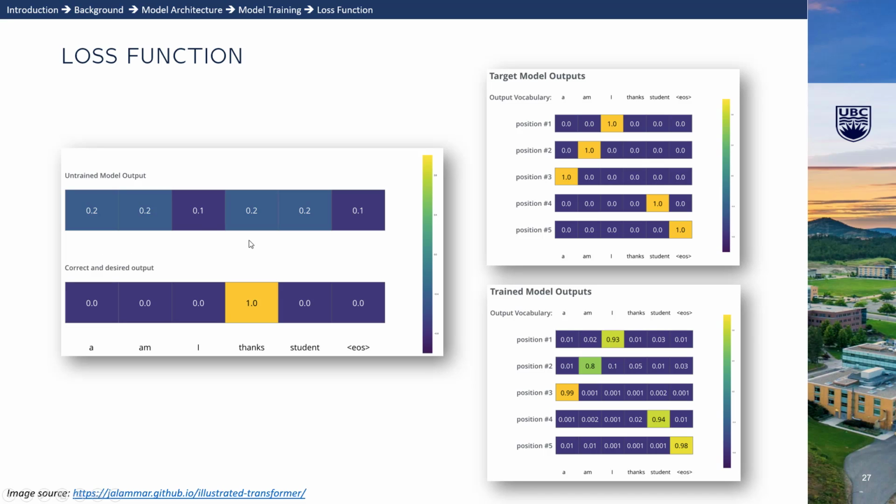We can compare it with the actual output, then tweak all the weights using backpropagation to make the model's output closer to the actual output. Let's look at the top right figure where the target model outputs are given. We will train our model against this training example for one sample sentence. After training the model for enough time on a large enough dataset, we want the output produced by the probability distributions to look something like the figure at the bottom right.